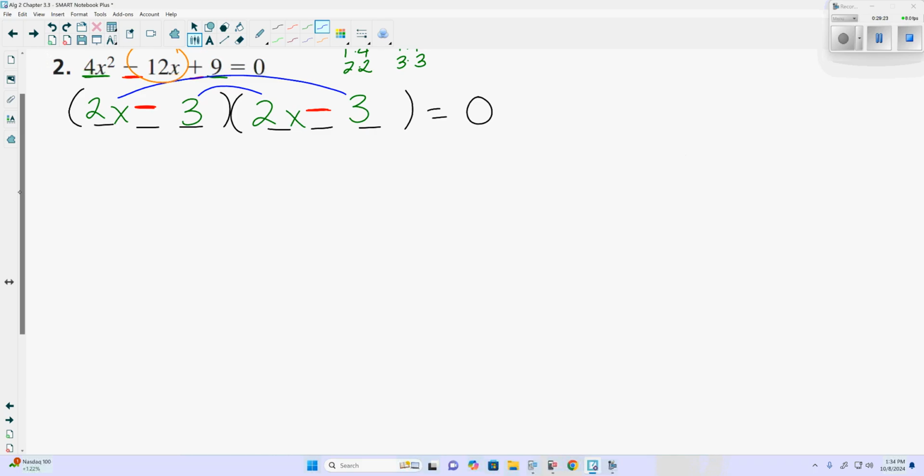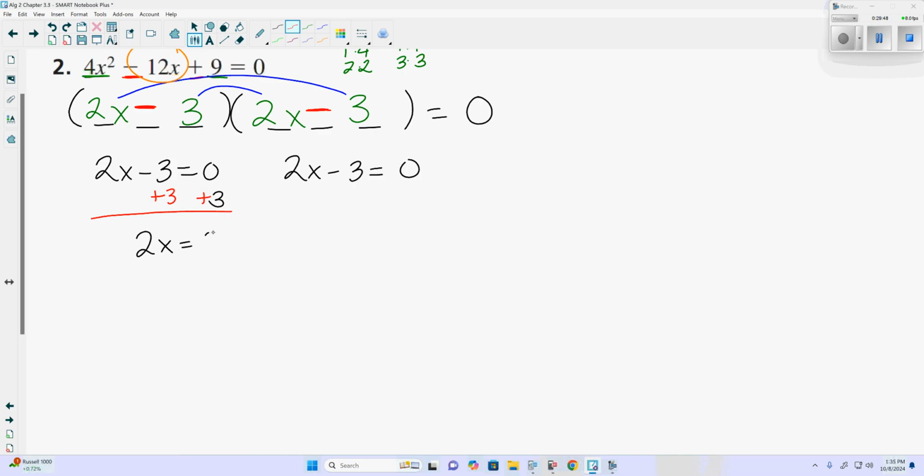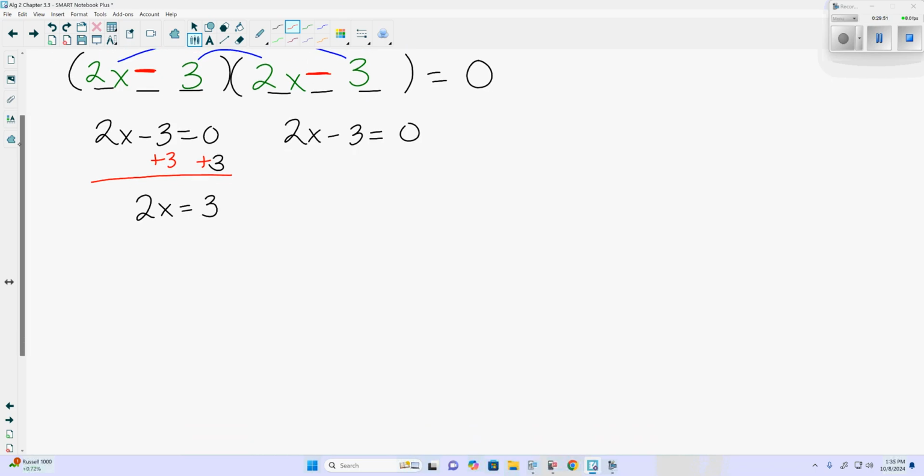We have two things that multiply together to get 0, so one of them must be 0. So either 2x minus 3 is 0, or the other factor is 0. For this first one, the first thing we can do is add 3 to both sides, which tells us that 2x is equal to 3. Next, we divide both sides by 2, so x is equal to 3/2.